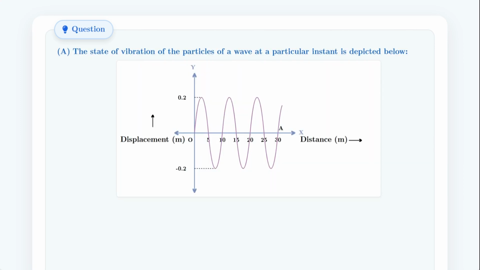Let's look at this question related to waves. The state of vibration of the wave particles at a particular instant is depicted in this diagram. Analyze the figure.